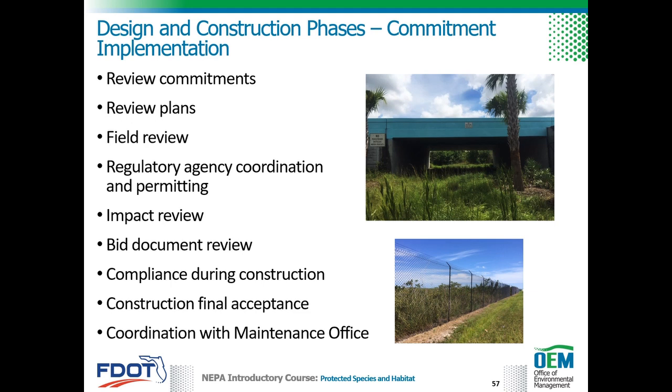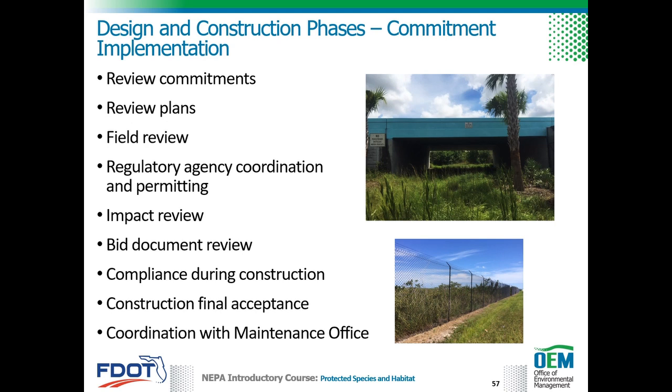Protected species and habitat review during design and commitment implementation during construction consists of the following activities. Review commitments specific to protected species and habitat. Review plans, receive for completeness, and identify confirmed project limits. Conduct on-site field reviews with appropriate professionals to confirm existing protected species and habitat resources within project limits addressed in the plans. Coordinate with resource or regulatory agencies to assess the need for any species-specific surveys and or the most up-to-date species survey protocols. Coordinate any permitting requirements with regulatory agencies.